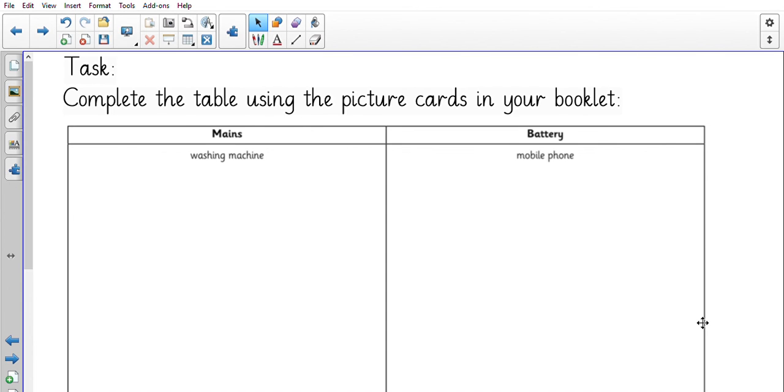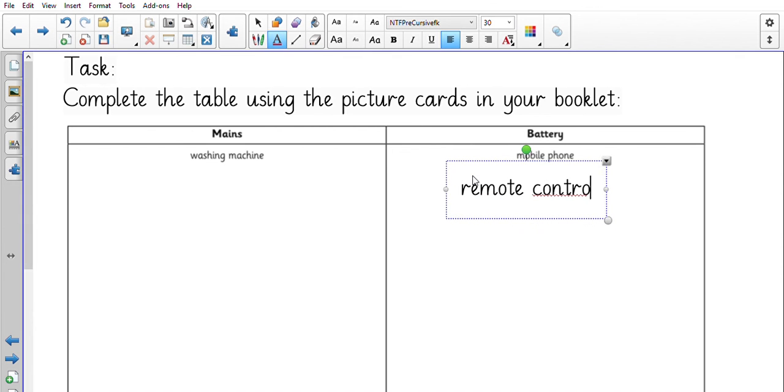So your task today is to use the picture cards in your booklet to decide which appliances, which things use the mains electricity, so need to be plugged in, and which use battery. Now, what I want you to think about once you've had a go is maybe adding some of your own. For example, I know that a remote control uses battery, whereas a TV needs to be plugged in. Once you have sorted your picture cards, see if you can add some more of your own, things that you can see around your house.